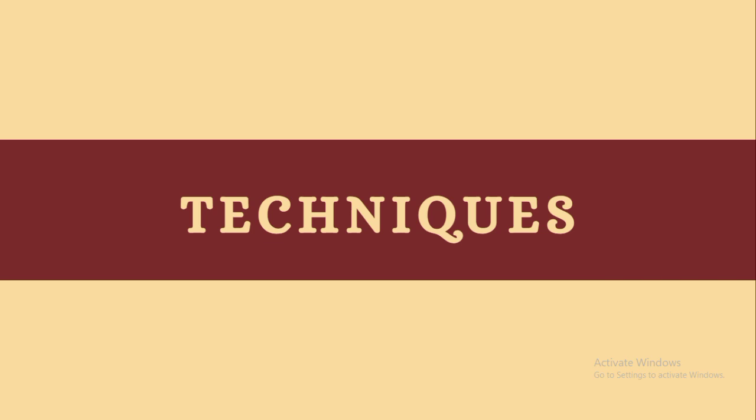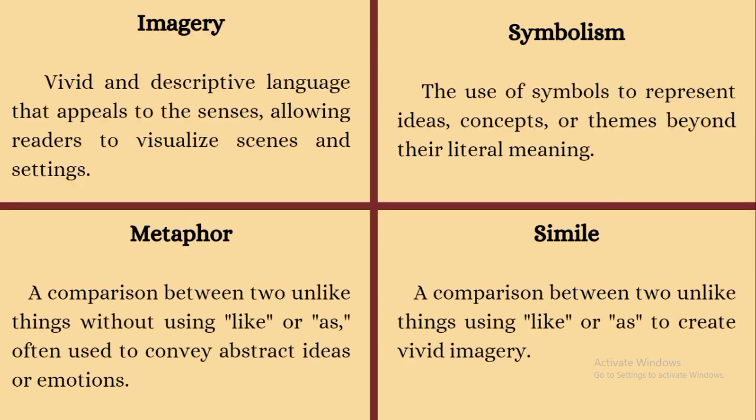Now, let's talk about the literary techniques. Imagery involves the use of vivid and descriptive language to appeal to the senses, enabling readers to visualize scenes and settings. By employing imagery, writers paint detailed pictures in the minds of the readers. Next, we have symbolism. Symbolism is the practice of using symbols to represent abstract ideas, concepts, or themes that extend beyond their literal meaning. Symbols can imbue a story with deeper layers of meaning, enriching the reader's understanding and interpretation.